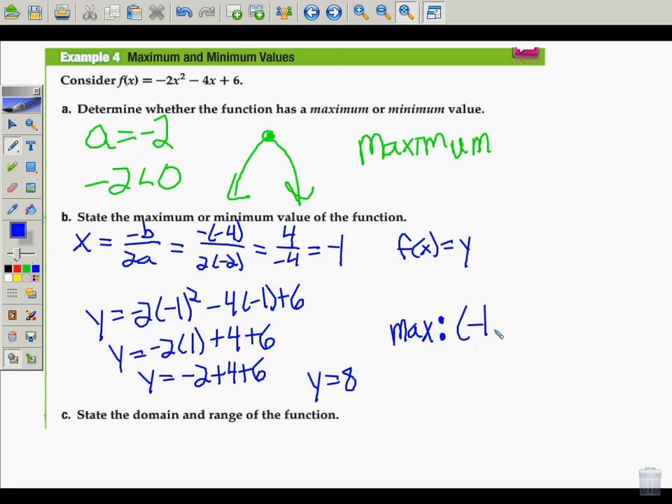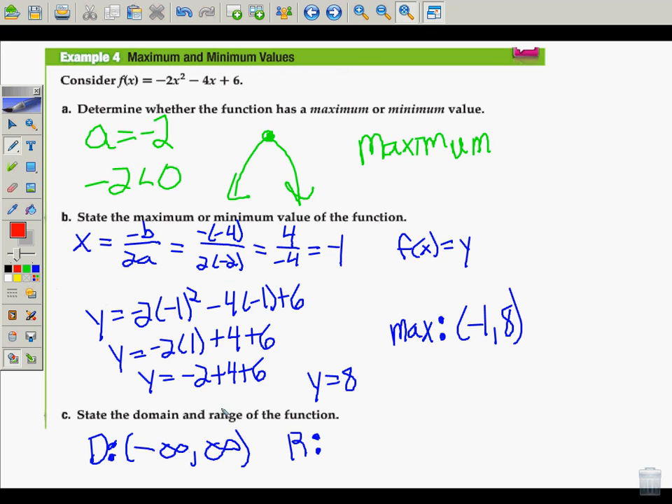Last part, state domain and range. Domain, just like almost every other function we've done this year, it's going to go from -infinity to infinity. The only part that's hard with these is finding the range. If you think about it, we have a maximum at 8. Remember, range is your y values. So I'm going to look at my y value.